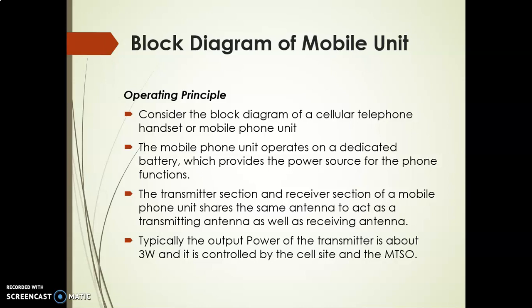That means while transmitting the signal, the mobile phone uses the same antenna, and while receiving the signal, the mobile uses the same antenna. Typically, the output power of the transmitter is about 3 watt, and it is controlled by the cell site and the MTSO. MTSO is the mobile telephone switching office.